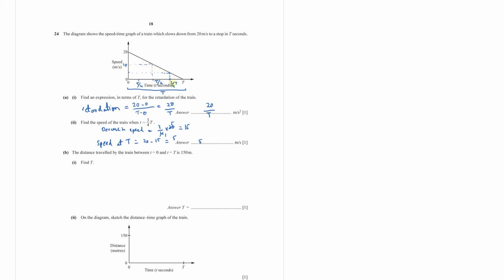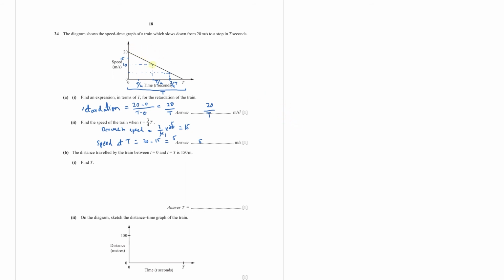So at 3T by 4, your speed would have decreased by 3 by 4th of 20 as well, since this is decreasing at a constant rate. After time T by 4, it would have decreased by 1 over 4 of 20, and by 3T by 4 that would be 15 here. So you basically found it from the graph. If you want to use mathematical equations, you can use those as well to prove it mathematically.